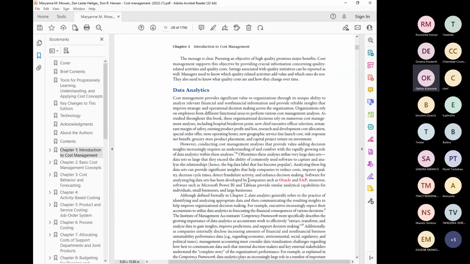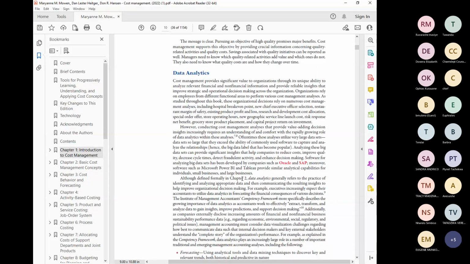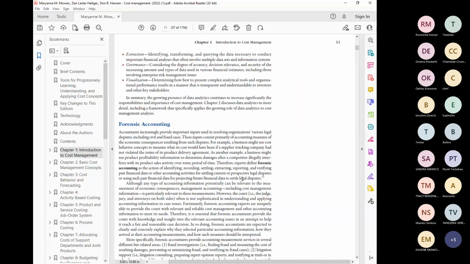Then we're talking about data analytics. We're talking about the information which is provided to the manager. This information should improve the organization. That is very critical.